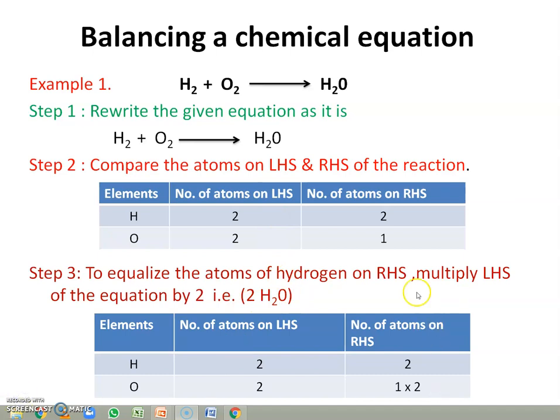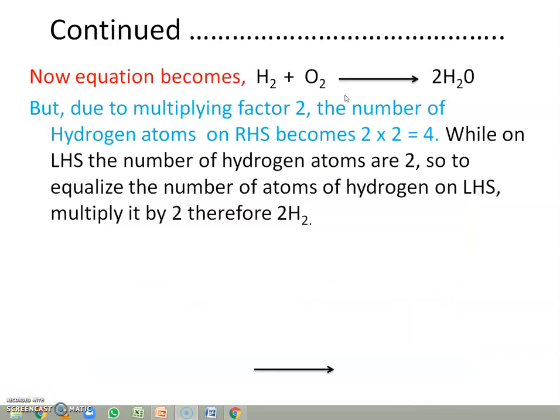In this case, the number of oxygen atoms on the right hand side is 1, while on the left hand side it is 2. That's why we will multiply oxygen atoms on the right hand side by 2. As we are multiplying the product side by 2, now the hydrogen atoms on the product side become 4, that means 2 into 2 is 4, while on the left hand side the number of hydrogen atoms is 2.